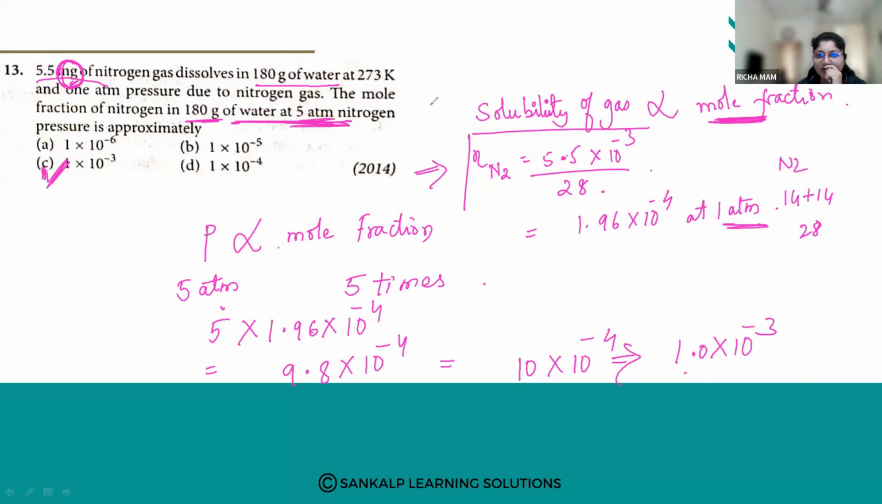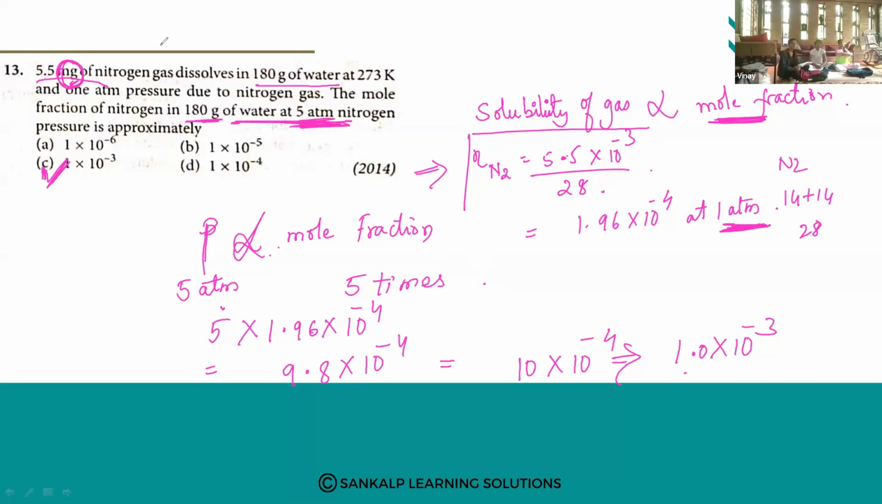So for 1 atmosphere pressure we have found out. Then they said that the pressure was increased 5 times. So if the pressure is increased by 5 times, the mole fraction also will increase by 5 times, so we multiplied this by 5. Okay. Is it clear? Yes, ma'am.